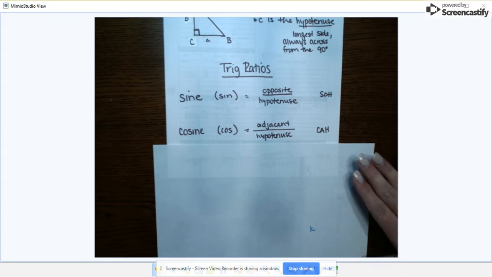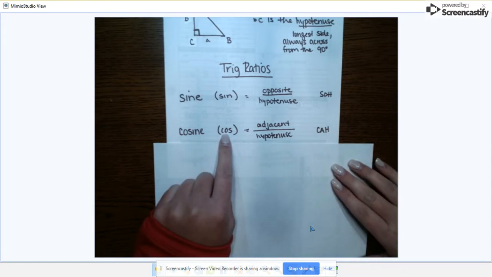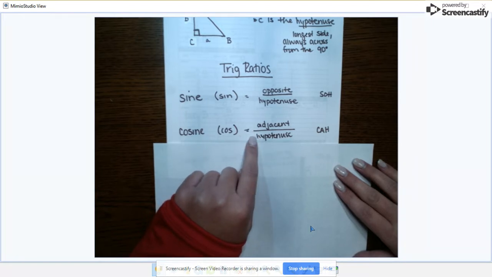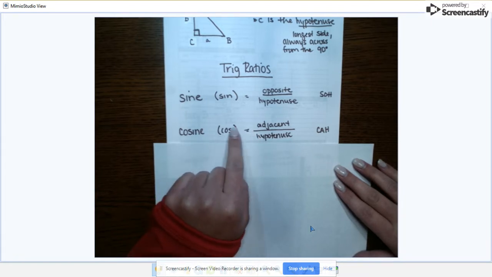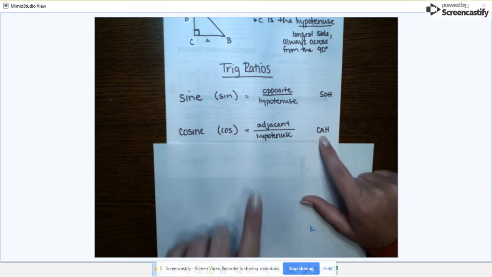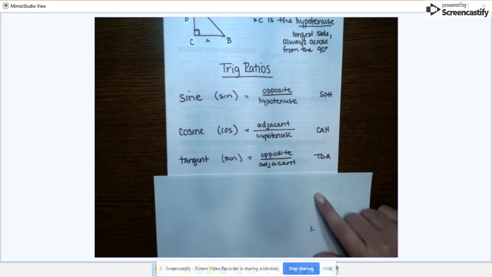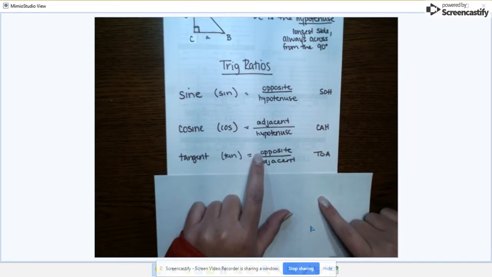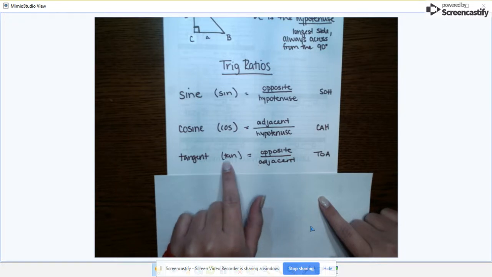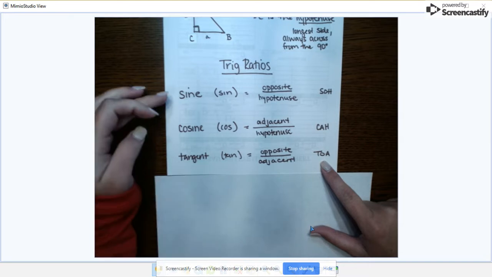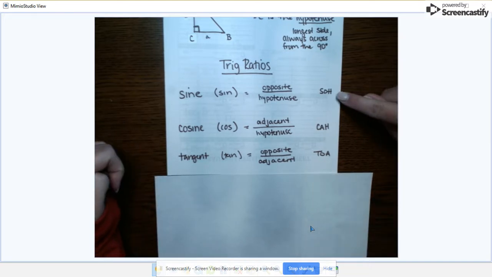Next one is cosine, and we abbreviate it COS. So cosine is the adjacent side, which means right next to, over our hypotenuse. Again, we have C for cosine, A for adjacent, H for hypotenuse, which gives us CAH. And then tangent is abbreviated TAN, and it is the opposite side over the adjacent side. T-O-A gives us TOA. So a really easy way to remember sine, cosine, and tangent is SOH CAH TOA.